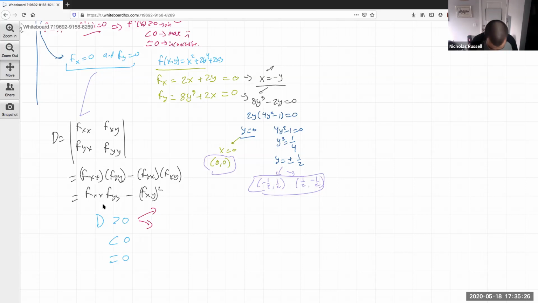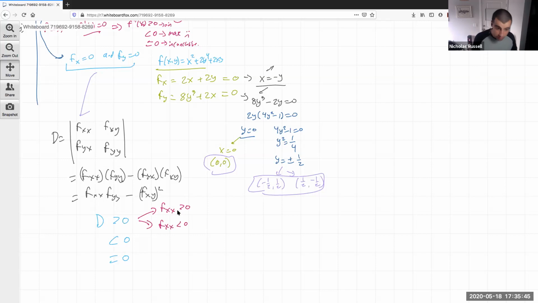We have 2 options: one, that fxx is positive, or fxx is negative. We only have to check one of them because we know that they have to be of the exact same sign. You could check fyy if you want, but just as a reminder, you could check whichever one you want. You only have to check one because they have to be of the same sign.